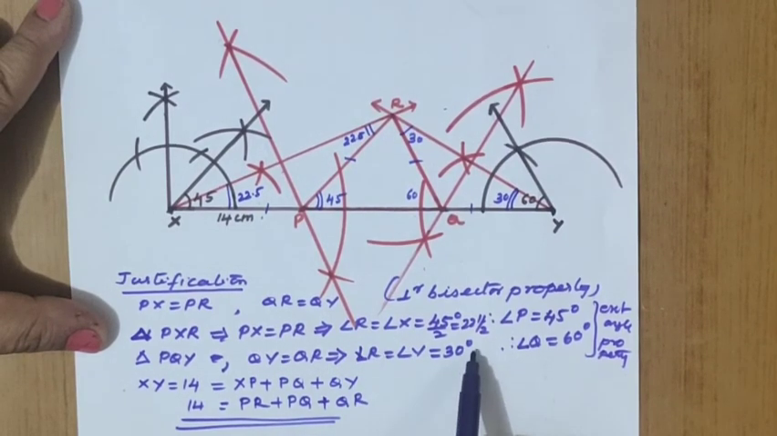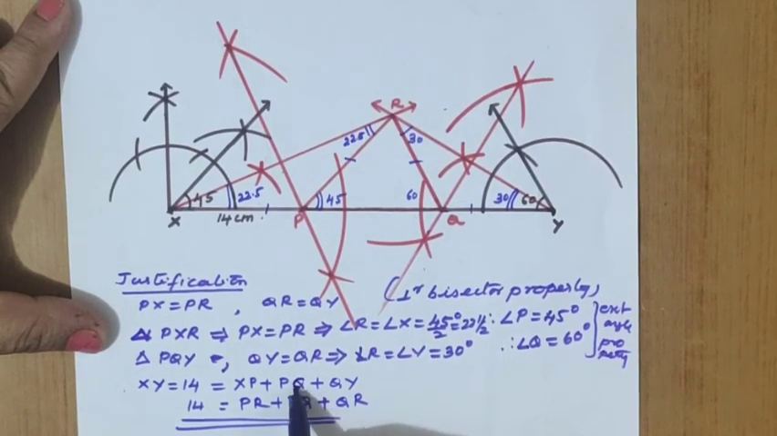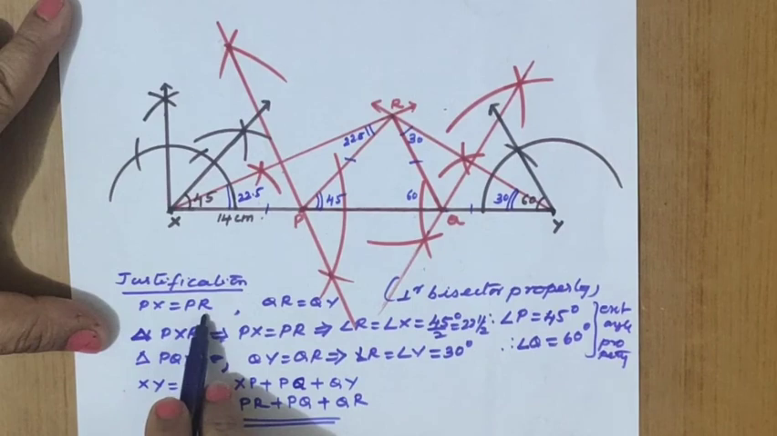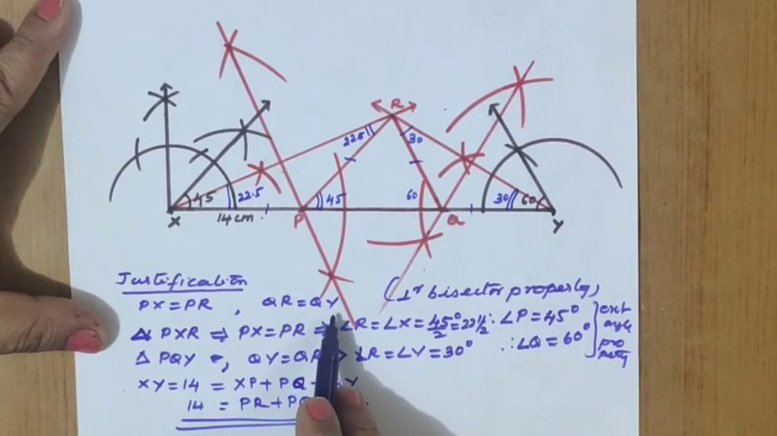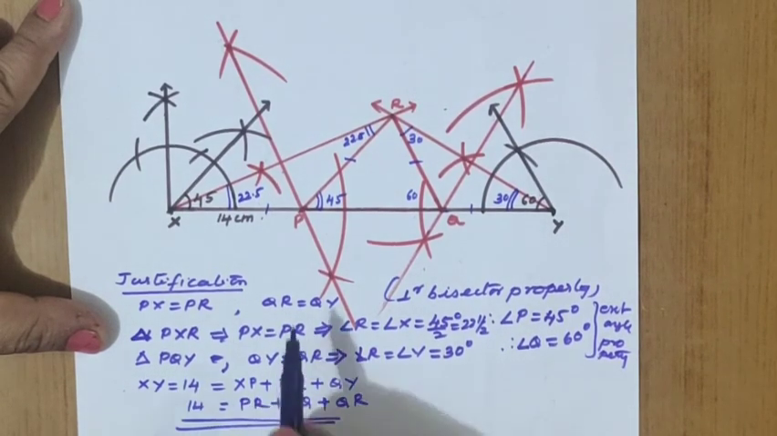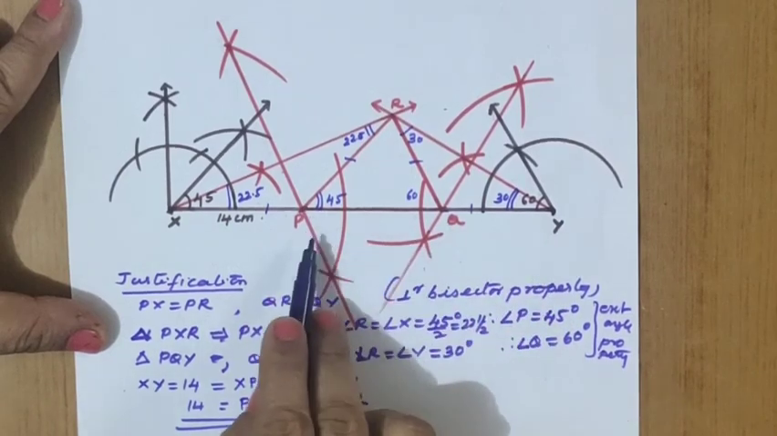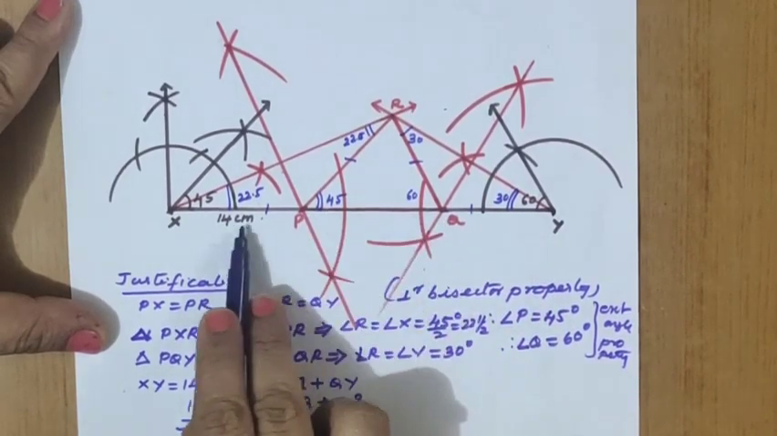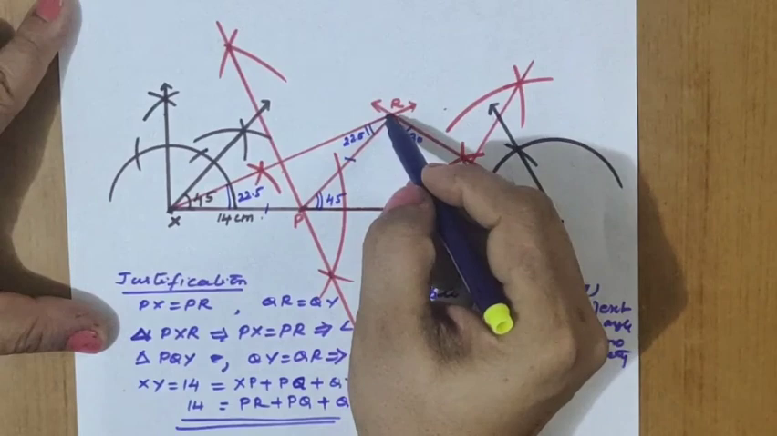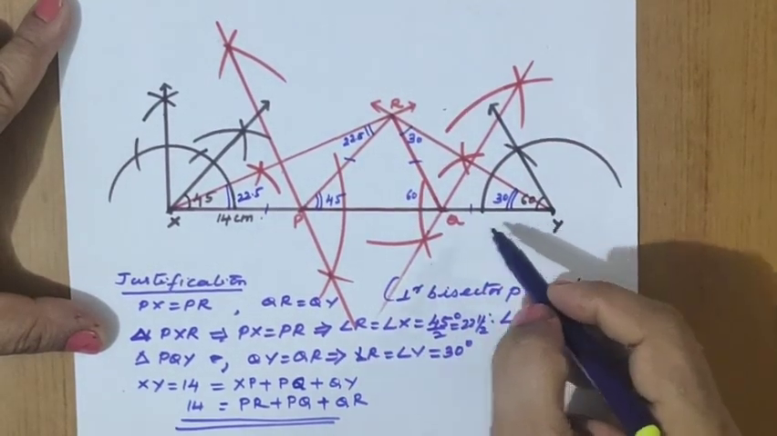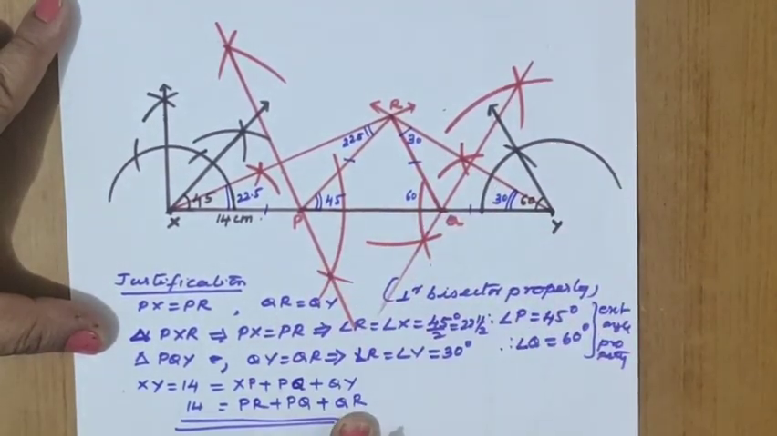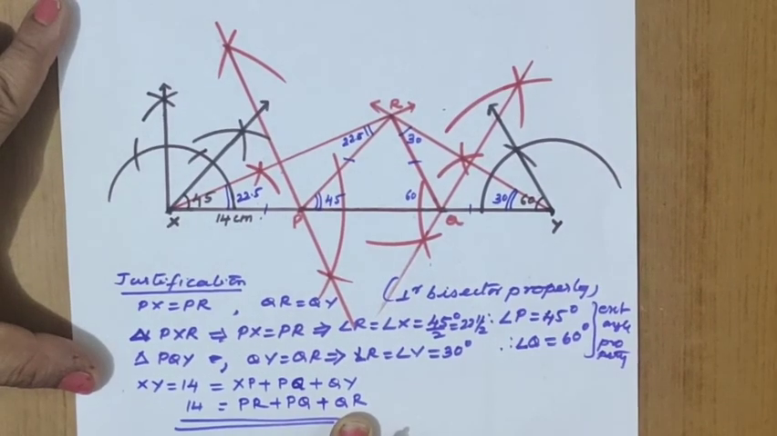Here the angle we justified by the exterior angle property, and the perimeter we have justified by the perpendicular bisector property. So PX equal to PR we have written, QR equal to QY we have written, XY means XP plus PQ plus QY. PQ there is no need of changing, XP to be replaced with PR and QY is replaced with QR. So the total length is equal to 14 centimeter.